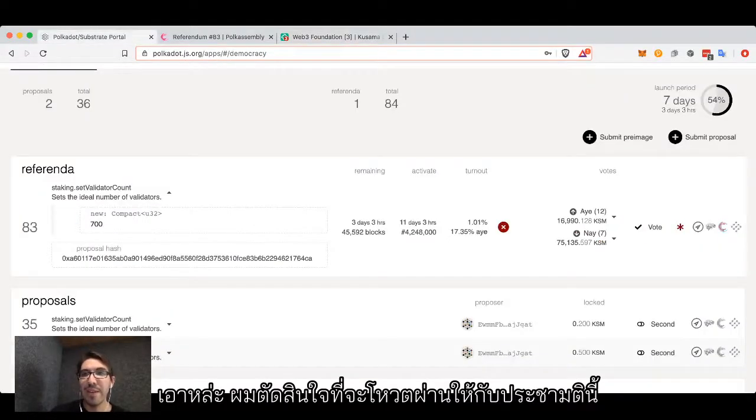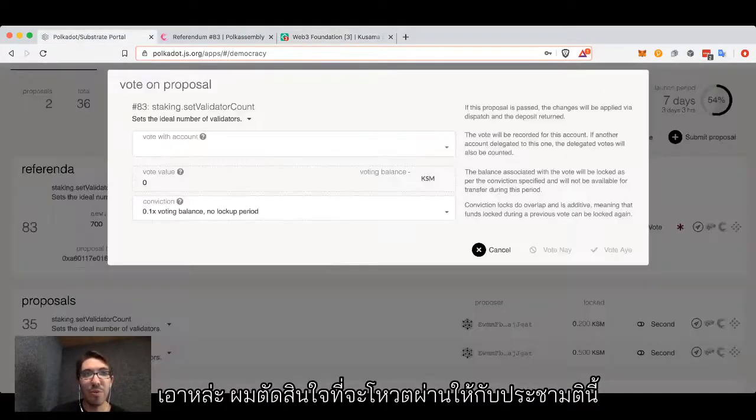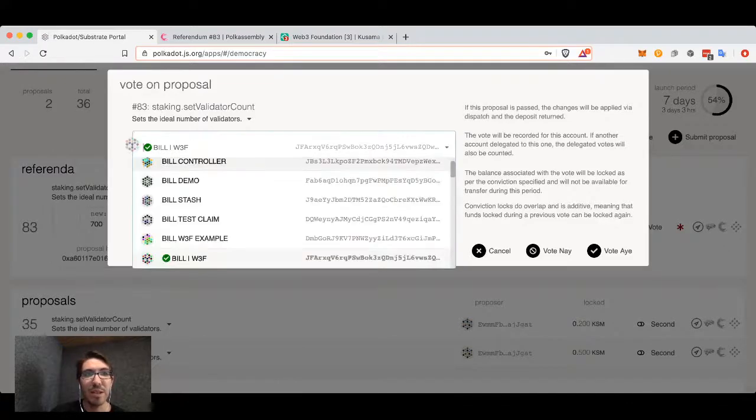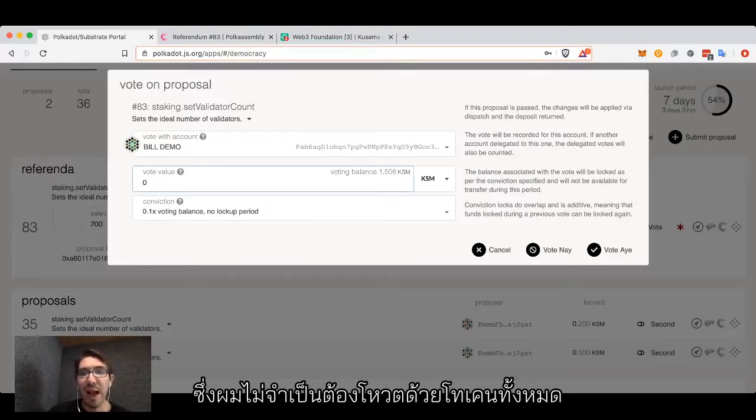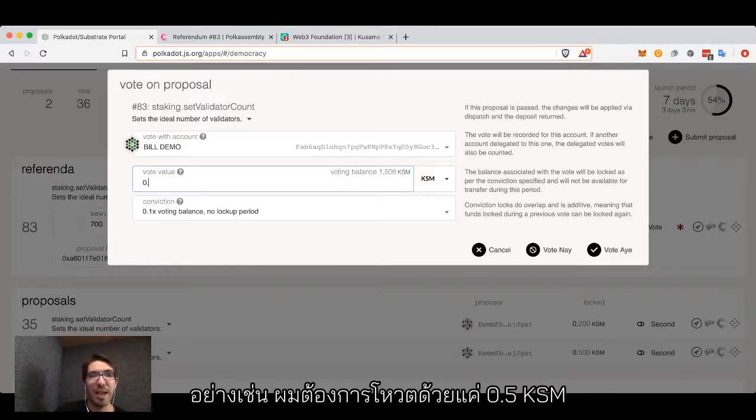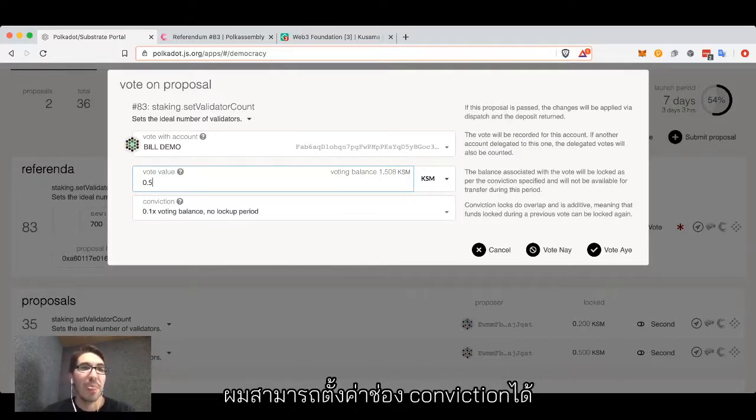So I have now decided that I am going to vote in favor of this. So I have 1.5 Kusama in my account. I don't have to vote all of it. I don't need to vote with all of my Kusama. So let's say I just want to vote for half my Kusama, half a Kusama. I then can change my conviction.